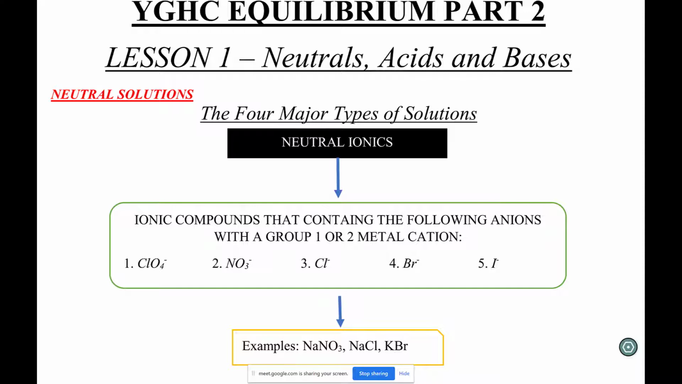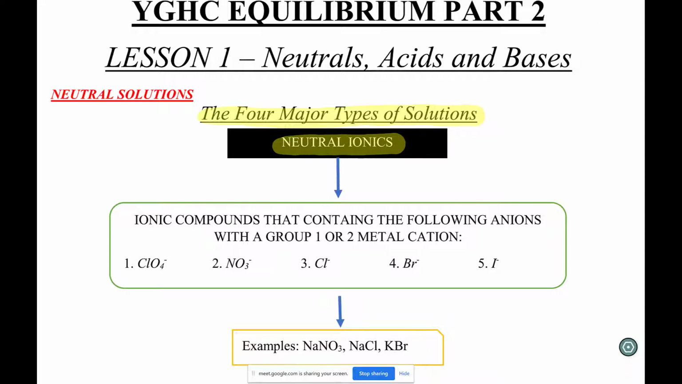But before we can actually get to that point, you need to know what something that is neutral is, so that you can disregard it as not being an acid or a base. So I break solutions into four major groups, and the first two are neutral. So we're going to first look here at neutral ionics and talk about how you can recognize them.